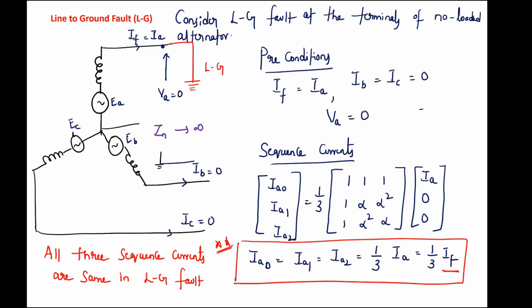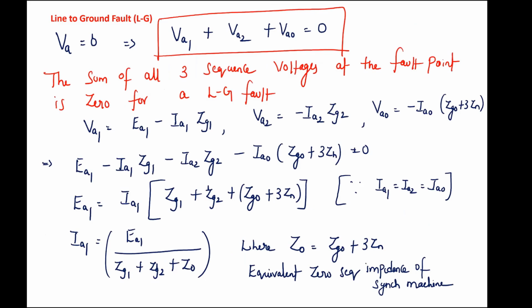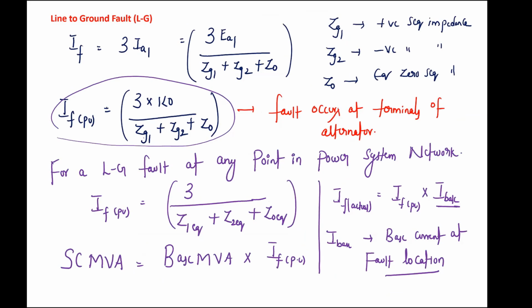So when your Zn value becomes infinity, what is the change you see? Your zero sequence equivalent impedance, that is Zg0 plus 3Zn, will become infinity. Why? Because Zn is infinity. Infinity plus anything is infinity only. Your Z0 value becomes infinity. So when your Z0 value becomes infinity, your IA1 value will become 0. And likewise, your IF value also will become 0.